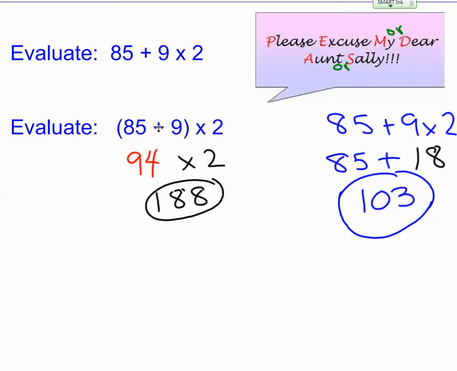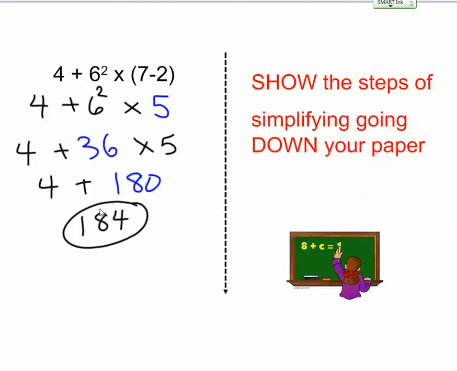This one I had to do the brackets first. That's how I got 94. Then bring down that the next step is to multiply by 2, and I get 188. So you show the steps of simplifying going down your paper. Again, no equal signs here. First thing I did was brackets. I get 5. Bring down the rest of the problem.